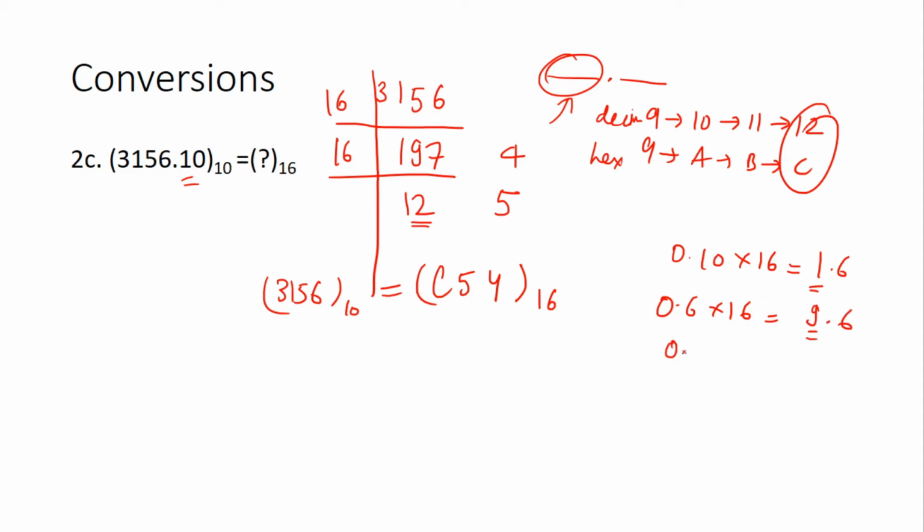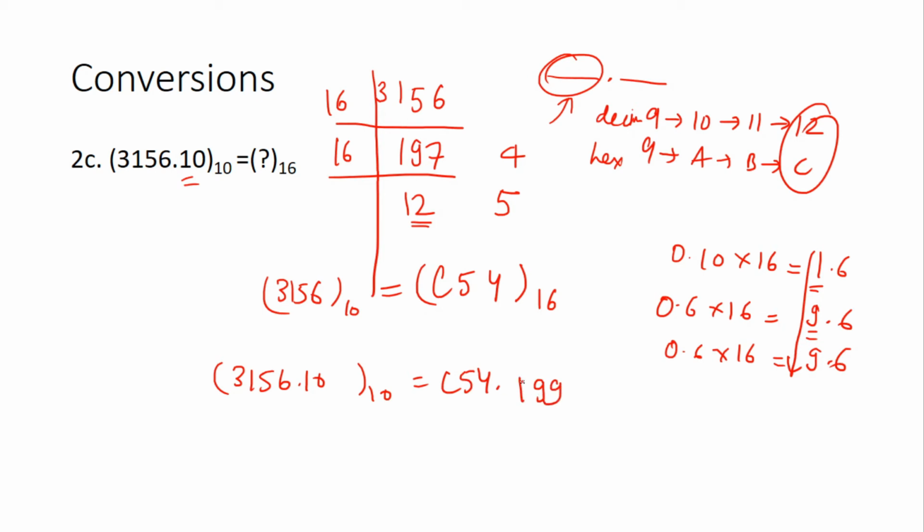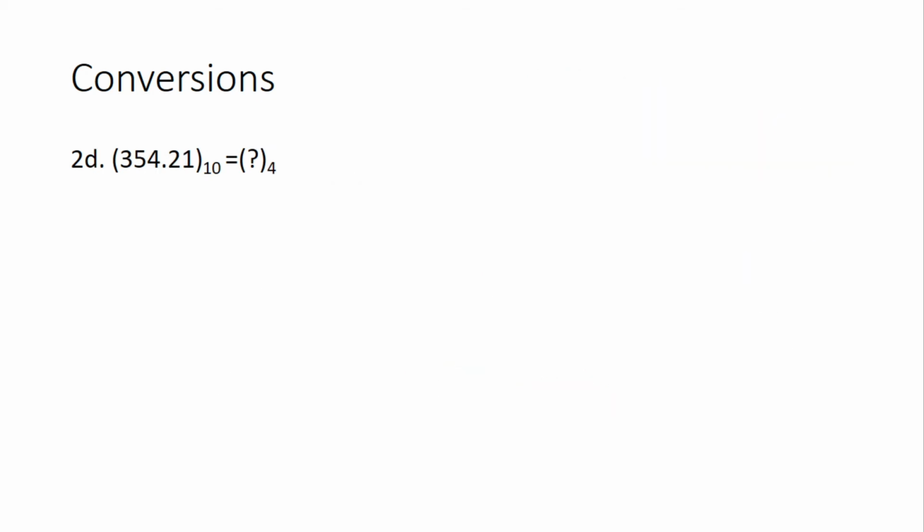So, and we can just do it again, so it will again give 9.6, and this would just continue on. So we will use this. So 3156.10 in base 10 can be written as C54.1999 and so on in hexadecimal. I hope this is very clear.